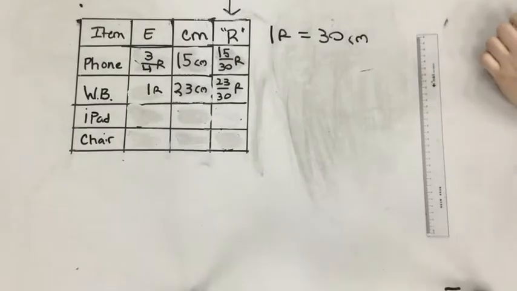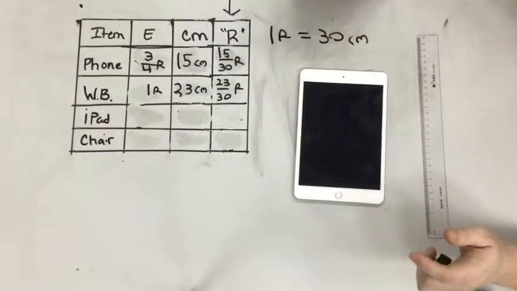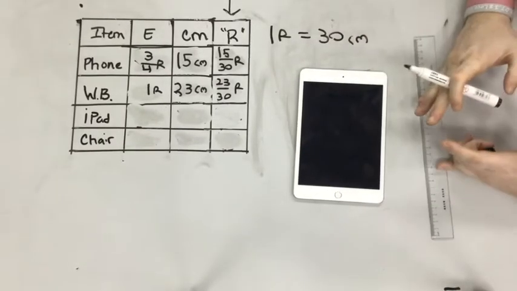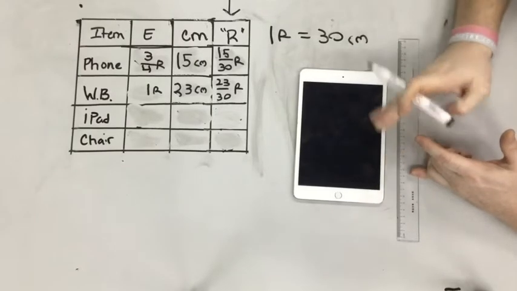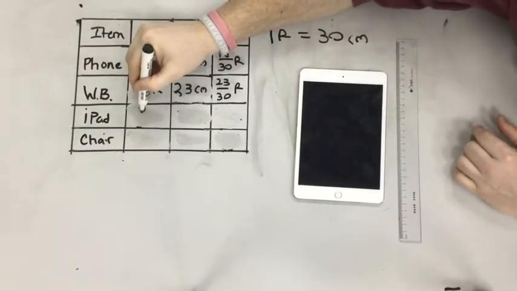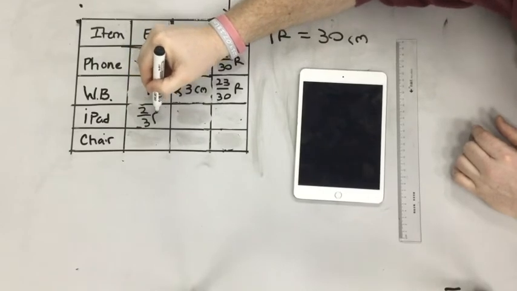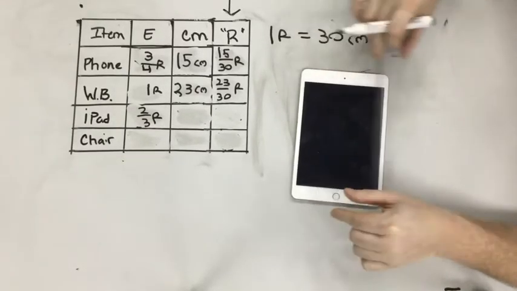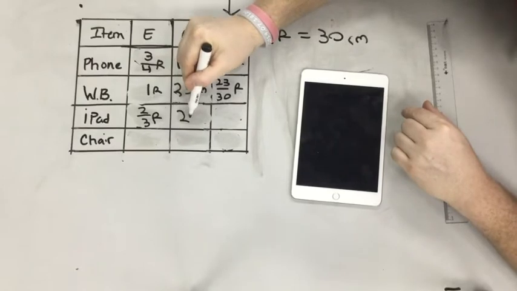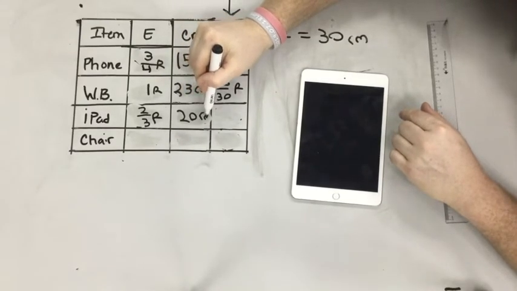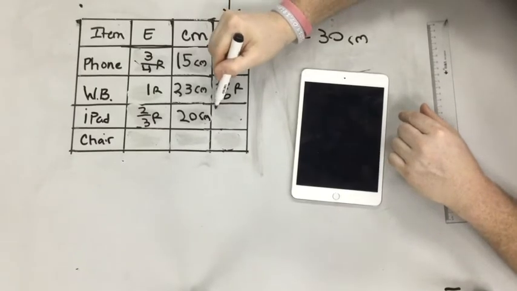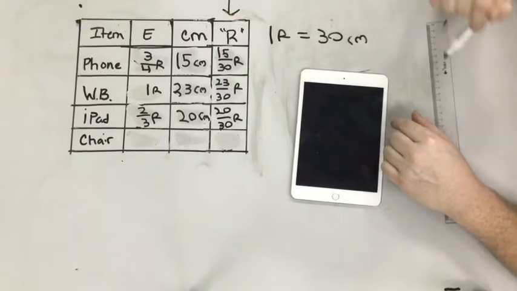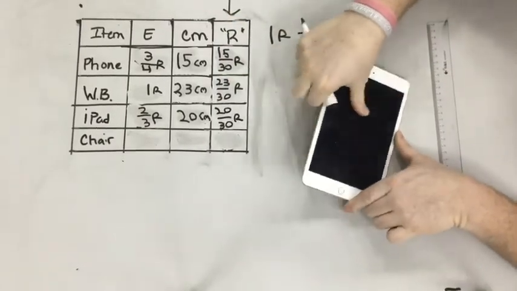Now, iPad time. iPad looks pretty big. If I broke this into 3 pieces, I think that the iPad would be 2 of those 3. So I'm going to say that it's 2/3 R. Okay. Place it on the top, and I find that it's exactly 20 cm. Okay. And to write that as a fraction, 20 over 30 R. Easy.